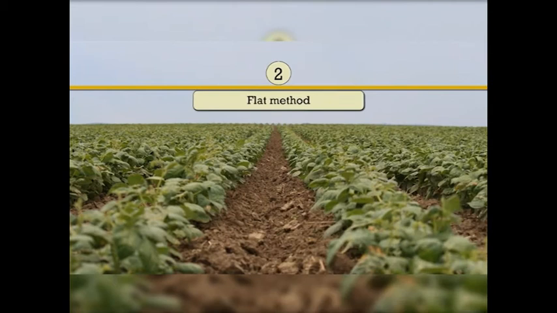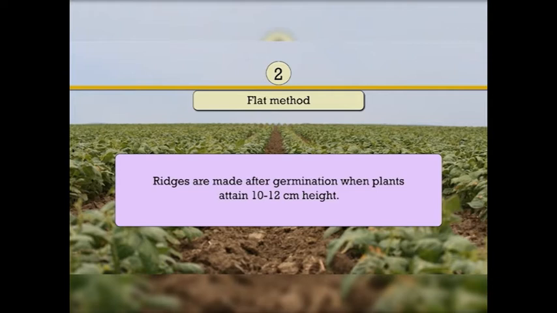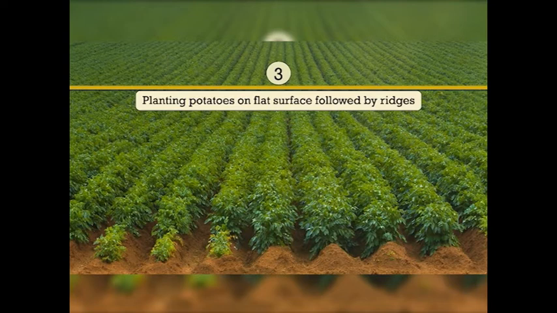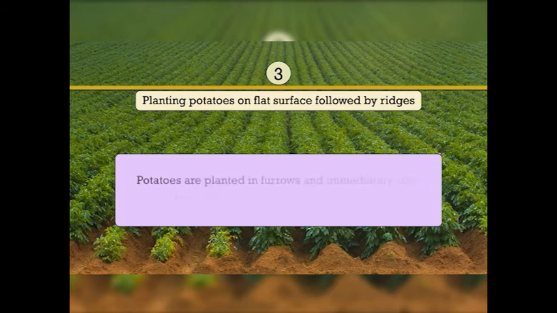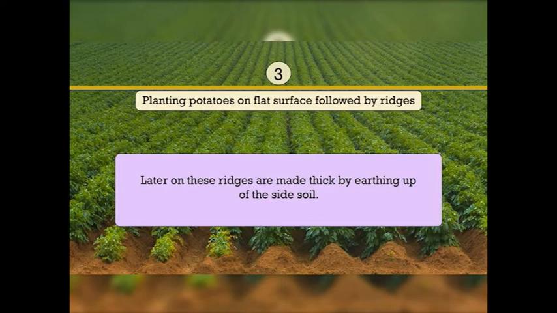Flat method. Planting of potato is done on the flat surface in shallow furrows. Ridges are made after germination when plants attain 10 to 12 cm height. This method is suitable for light soils. The third method is planting potatoes on flat surface followed by ridges. In this method, field is prepared and then shallow furrows opened on the flat surface. Potatoes are planted in furrows and immediately after planting tubers, small ridges are made. Later on, these ridges are made thick by earthing up of the side soils.